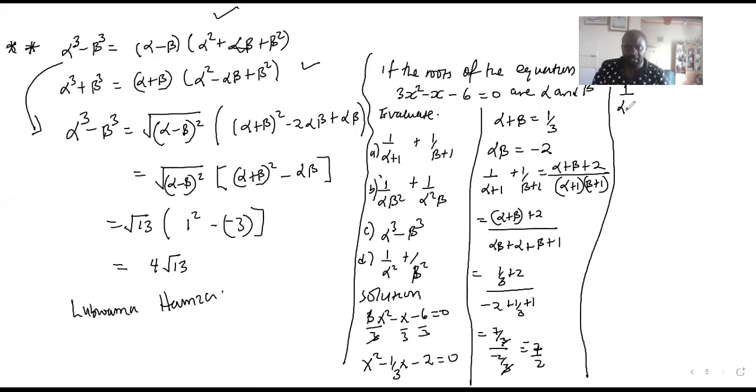Part B is 1 over alpha beta squared plus 1 over beta alpha squared. The LCM is alpha squared beta squared. When I divide, I remain with alpha, I remain with beta. This gives me alpha plus beta out of the square. The sum is what? A third. Out of the product, which is negative 2 squared. The answer is 1 out of 12.